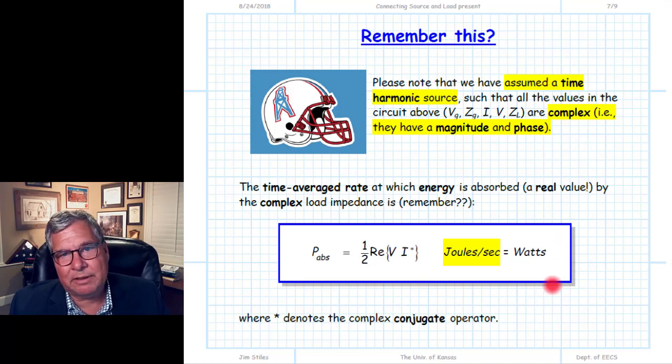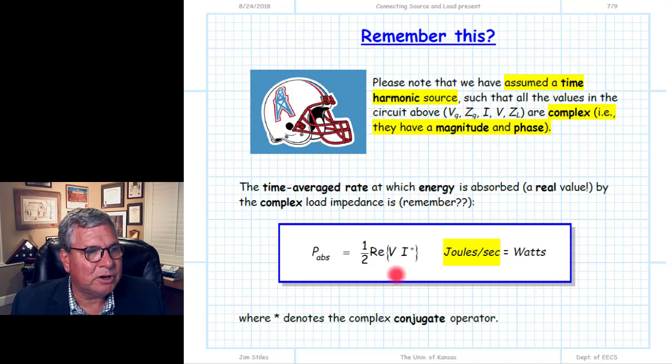And how do we determine that power? If you go back to your freshman year, you almost certainly had a course where you converted the complex representation of voltage and current into the time average rate of energy flow. How many joules per second are crossing that interface? And that result was one half the real part of complex voltage V times the complex conjugate of current I. This is a very important result.